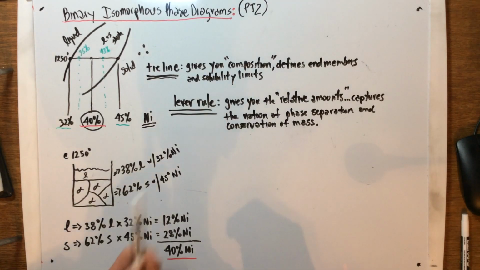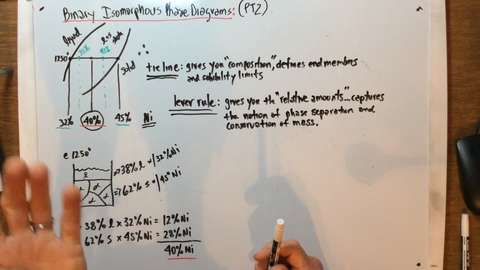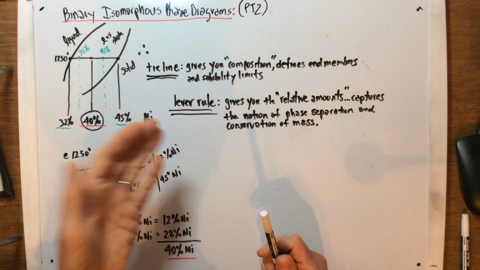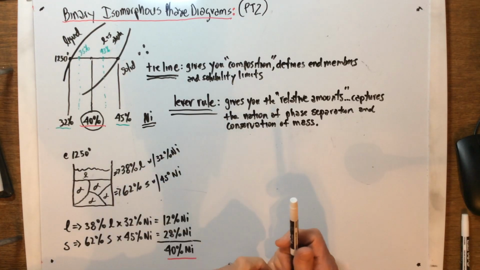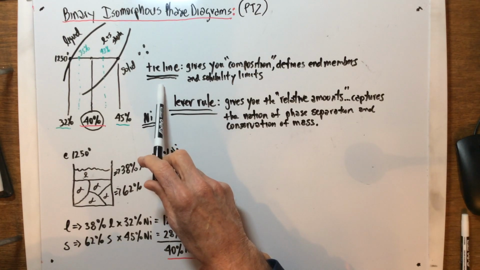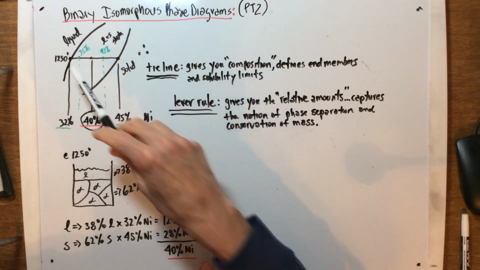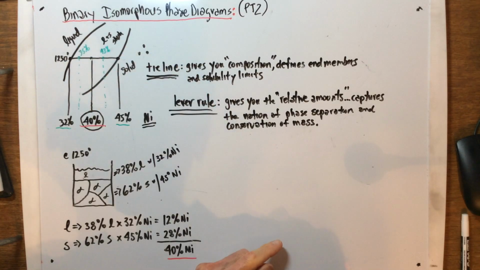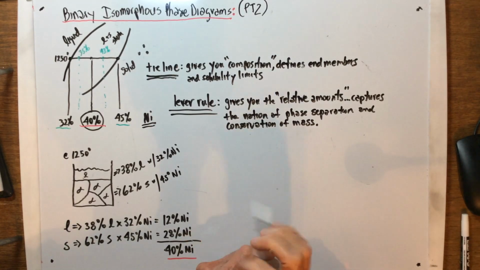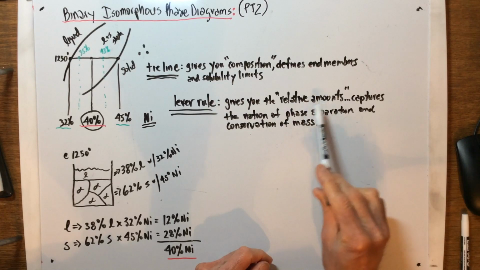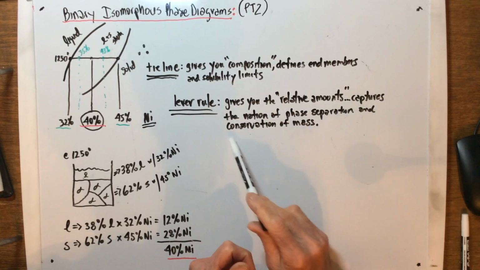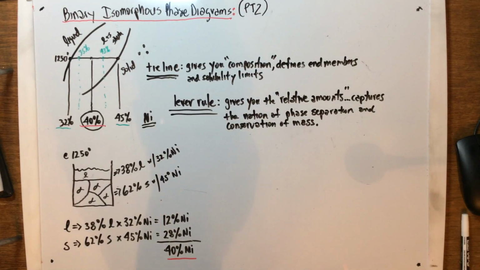Okay, so to summarize, the three questions we'd be asking ourselves when we get into a two-phase region like that would be, first of all, what phases are present? Second, what are the compositions? And third, what are the relative amounts or weight fractions of those phases present? Just to summarize, the tie line gives you the composition of that phase, and it defines the end members and the solubility limits, where it intersects the liquidus line and where it intersects the solidus line. Whereas the lever rule gives you the relative amounts, how much liquid is present and how much solid is present, and by doing that, it captures the notion of phase separation between liquid and solid, and also, of course, conservation of mass. So those are the key concepts and terms.